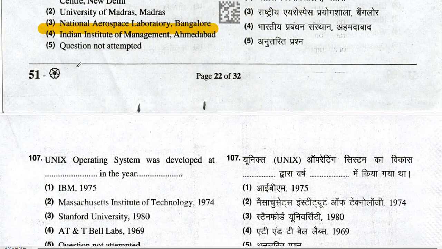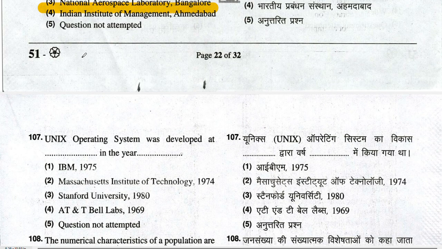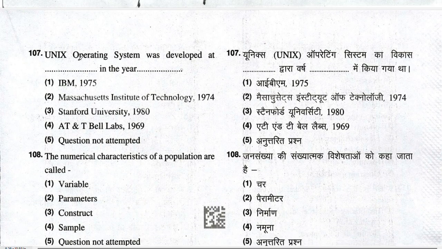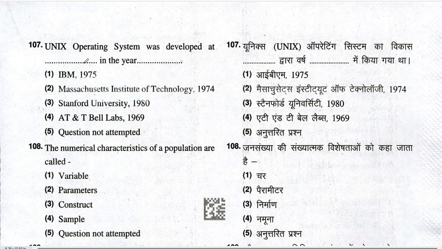Let's move to question number 107. Unix operating system was developed at AT&T Bell Labs in the year 1969. So option number 4 is the right answer of this question. Unix operating system was developed at AT&T Bell Labs in 1969.